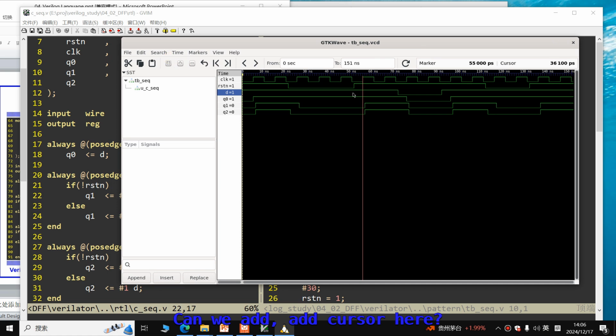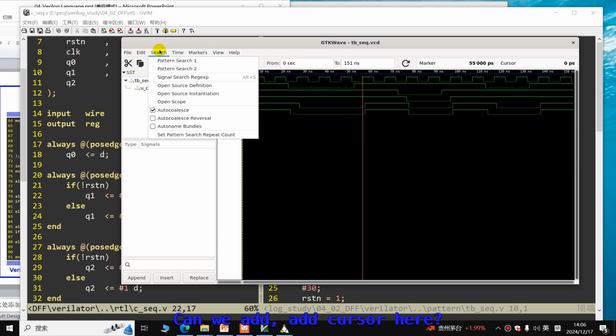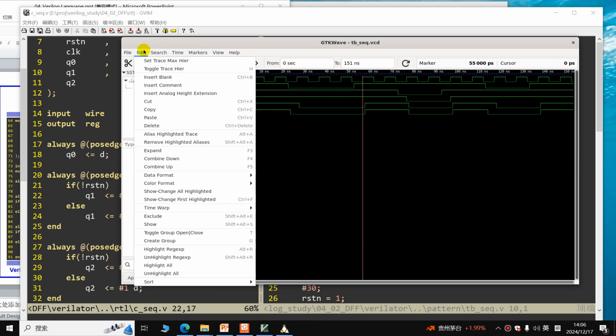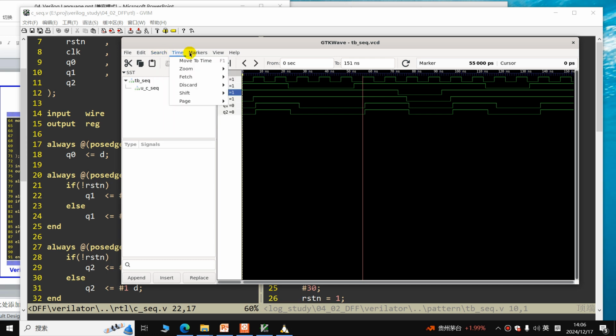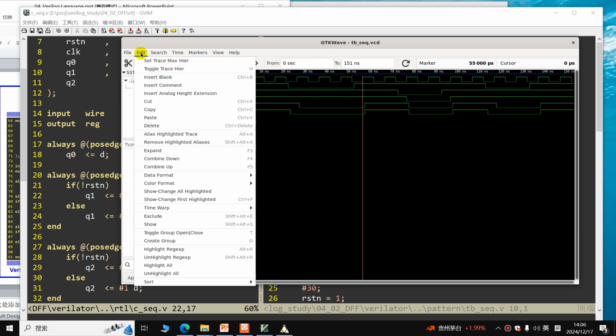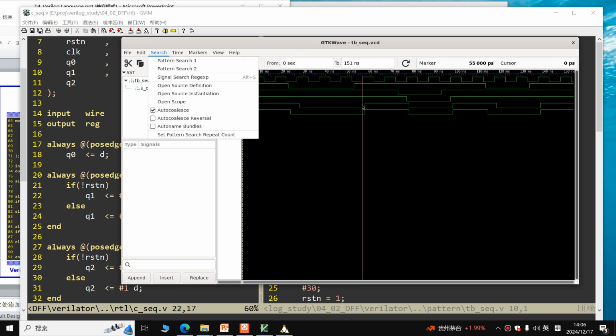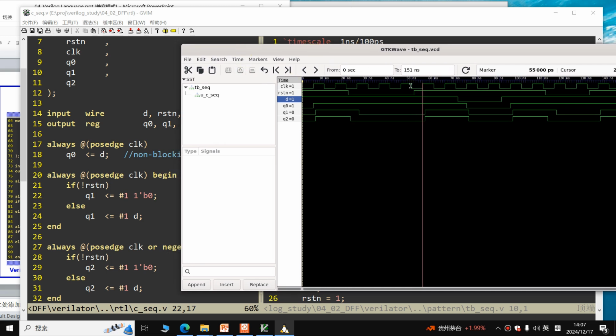Can we add a cursor here? Okay, I don't know. Can we add? Okay. You will find how to use GTKWave by yourself.